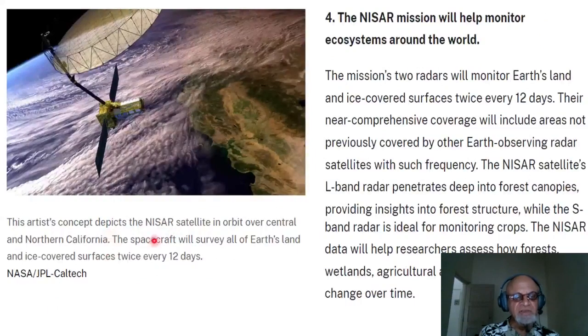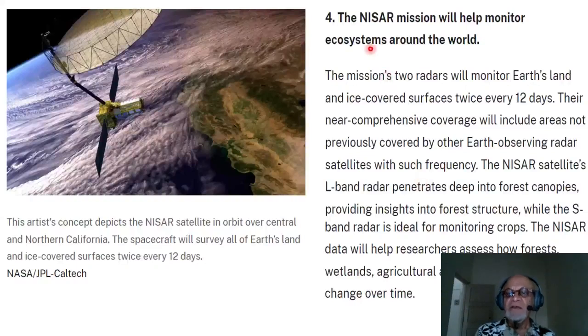This is an artist's concept depicting the NISAR satellite in orbit over central and northern California. We saw another version of this before. The spacecraft will survey all of Earth's land and ice-covered surfaces twice every 12 days. So this resolution in time allows people to see what can actually be done in terms of analysis, and then what are the near real-time opportunities to manage hazards, monitor potential volcanic eruptions, earthquakes, etc.